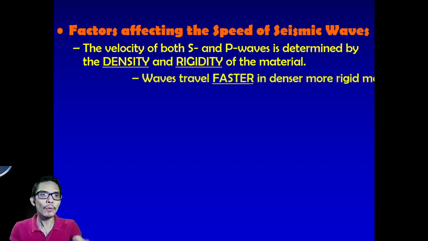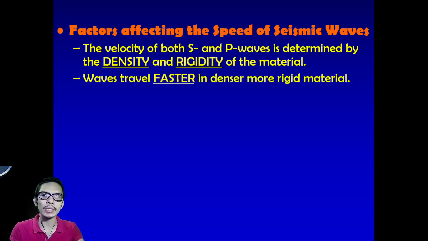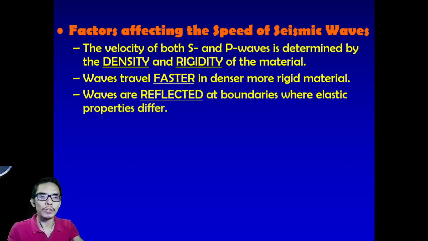The idea is that seismic waves will travel faster, their velocity will be higher, in denser and more rigid materials. For example, solid materials can transmit seismic waves much faster than liquid materials. Aside from that, seismic waves are also subjected to reflection. What makes these seismic waves reflect?